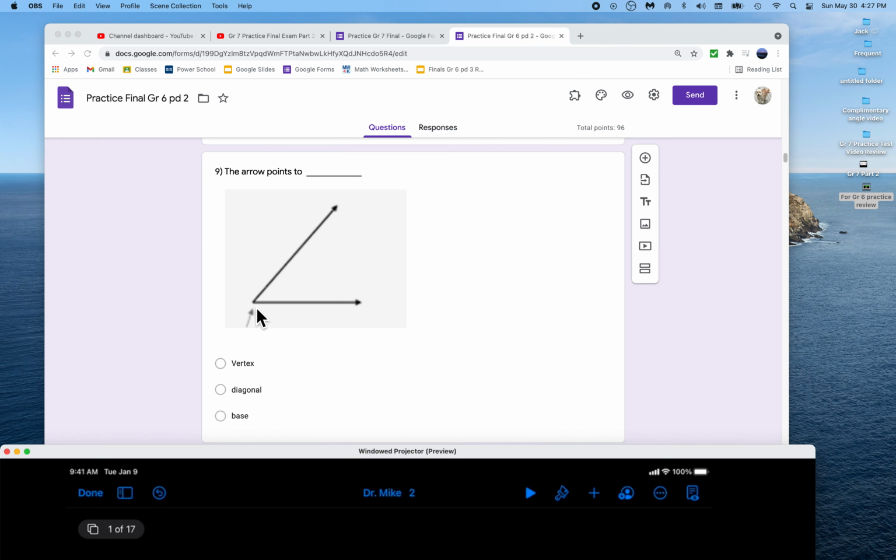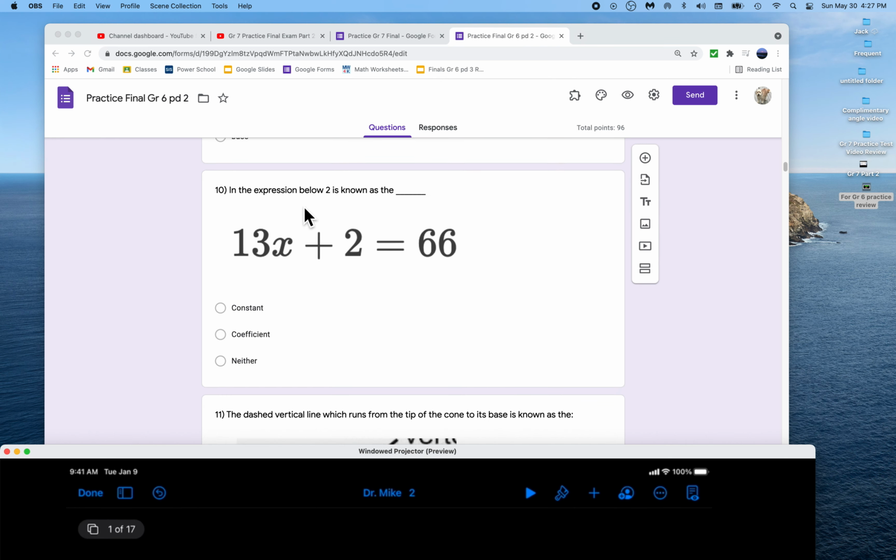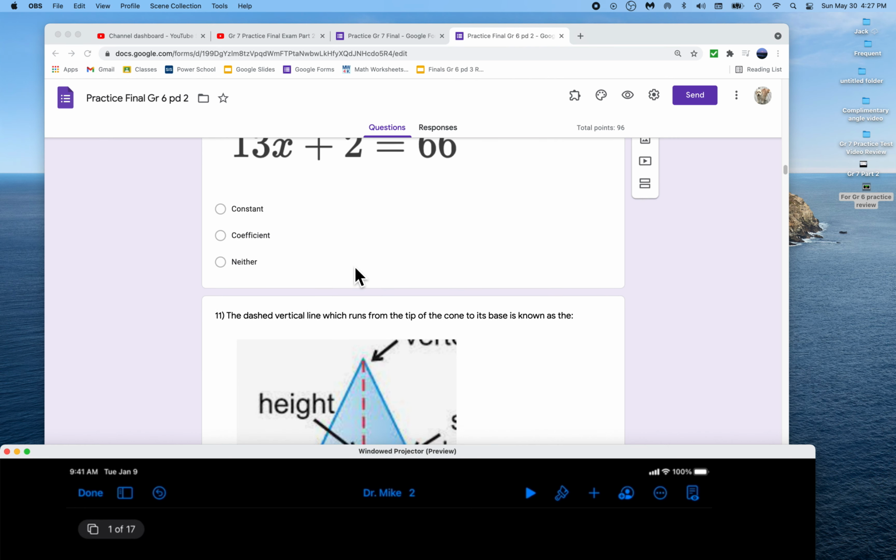This arrow points to the vertex of an angle. Right there. That's where the two line segments meet. We call that the vertex. Next one. Expression below the 2 is known as a constant. This constant will never change. This term here, which is 13 times x, the value of this will change based on what x is. But this term will remain constant.